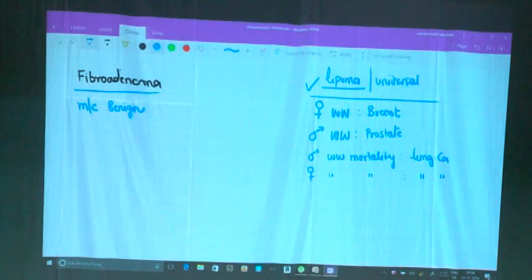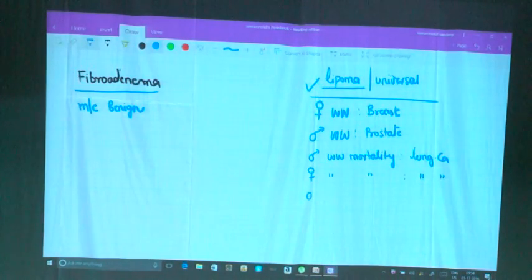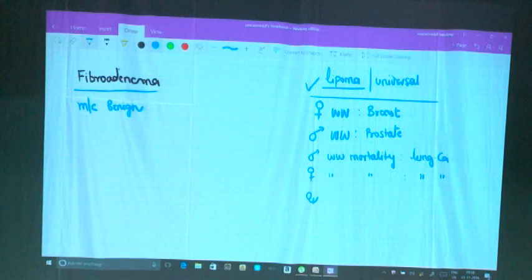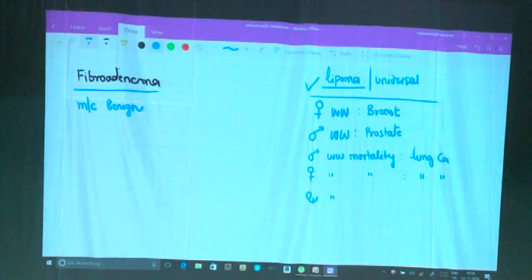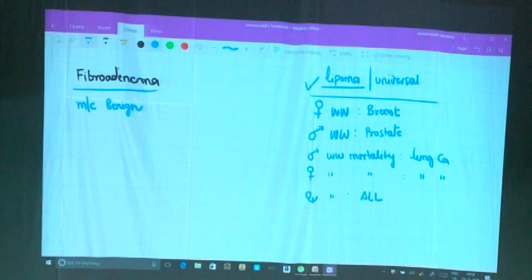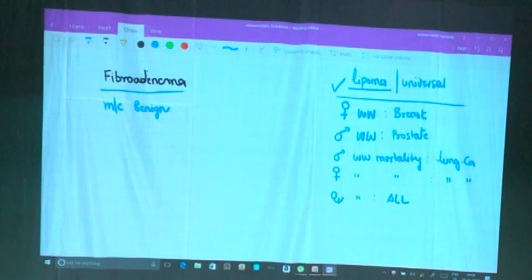Tell me the most common malignancy in the pediatric population, sir. Most common in the pediatric population worldwide. I'm not asking mortality, just incidence. So leukemia, sir, ALL. Most common in the pediatric population overall worldwide is ALL. Okay, not my topic. Talking about fibroadenoma, it is the most common benign tumor.